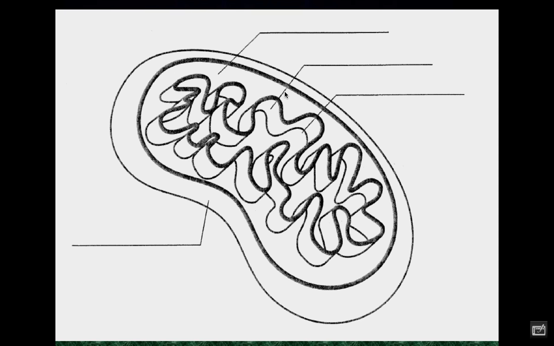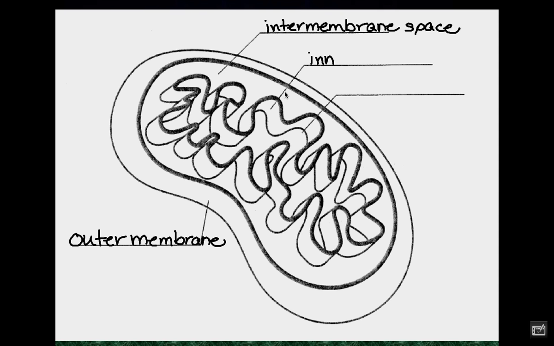So we need to do some labeling. We're going to start over here on the left. That one is pointing to our outer membrane. And then up top, we're in between the outer membrane and the other thing, so this is our intermembrane space. We also have the folded thing, which is called the inner membrane. And then inside of the inner membrane is the matrix.